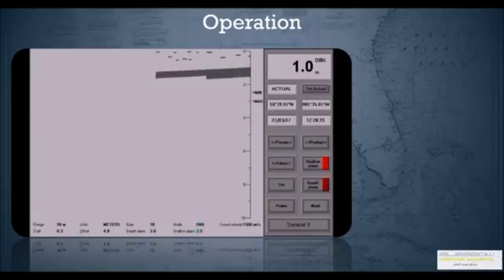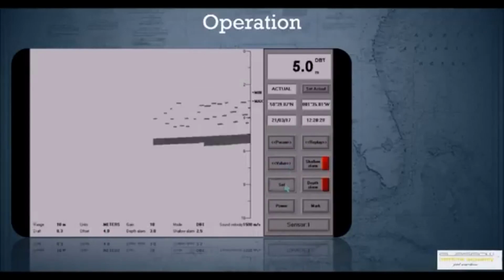Then you also have various alarms, like you can set shallow water alarm or depth alarm. You can have two sets of alarm, shallow and depth alarm, both of them. This is how you operate an echo sounder.